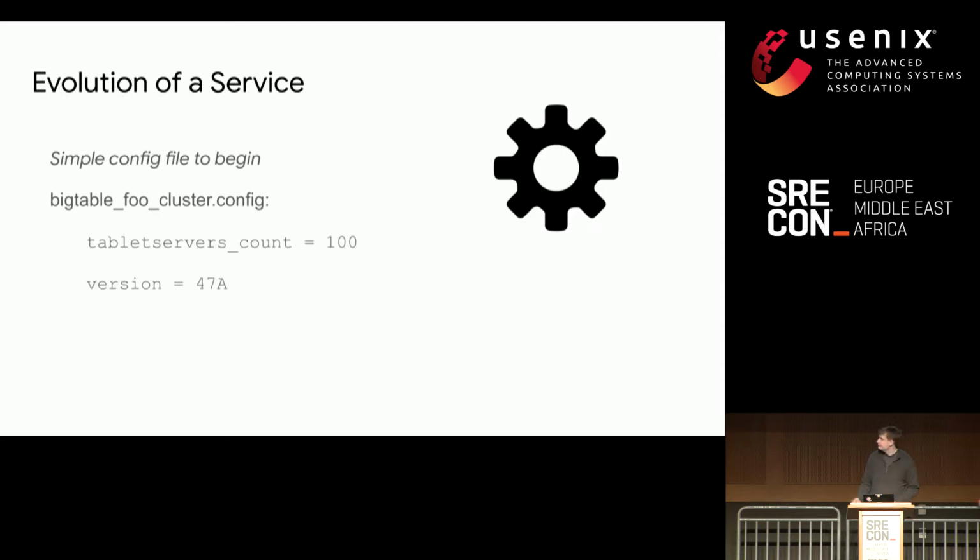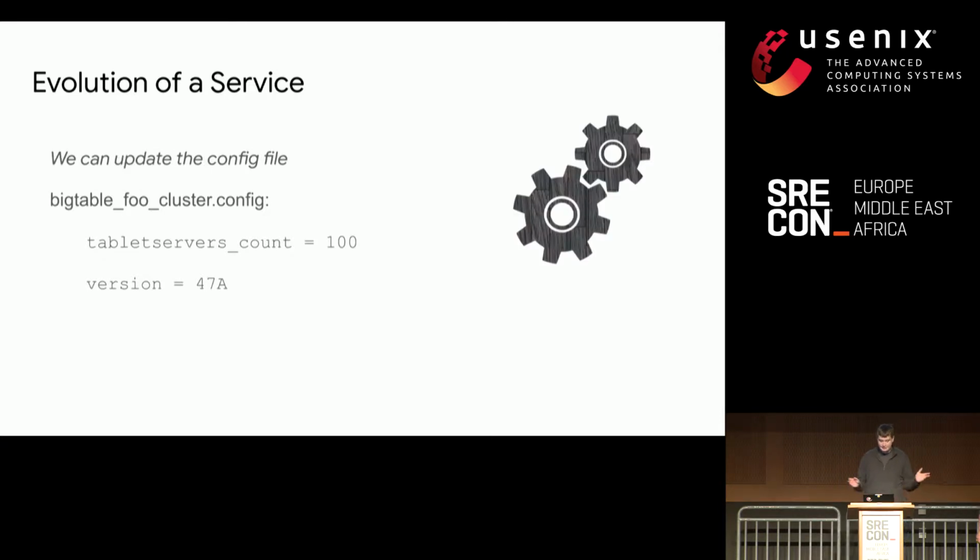So this is what the config file might look like. You can see it says that there's 100 tablet servers, and this particular cluster is running version 47A. That seems pretty simple. And we can update this config file whenever we need to. So if we were to decide that we actually need 120 servers in this particular cluster, we can update the file, and then we can write some software to push this config to production. So now all we need to do is update the file and run this command right here. Then the config is pushed, and everything looks good.